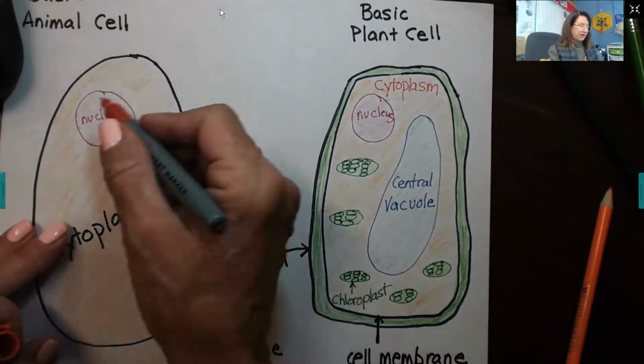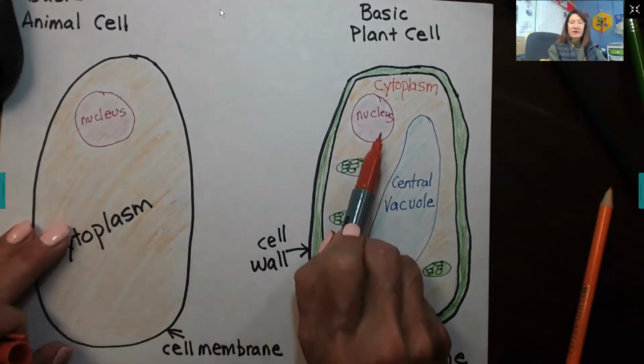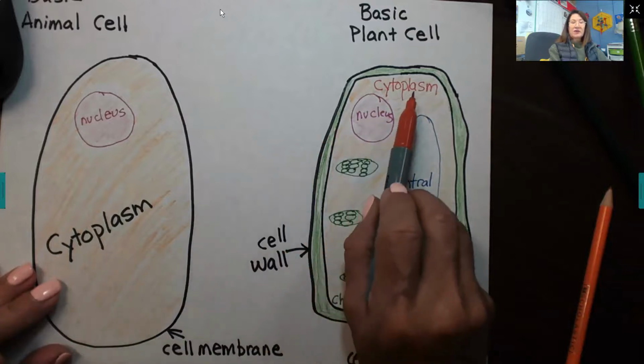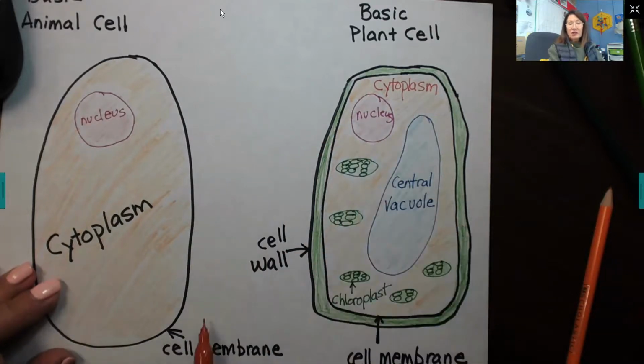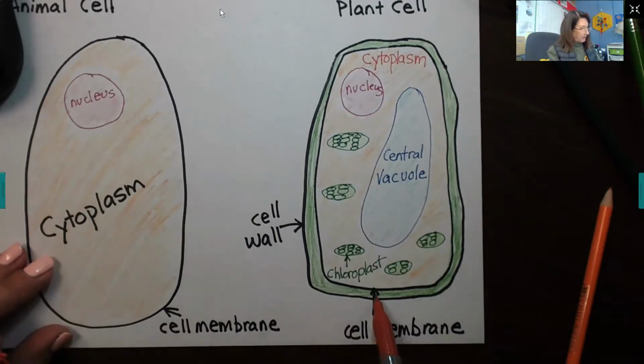We have, for our animal cell, a nucleus, and notice we have the nucleus over here in our plant cell. We have our cytoplasm here. We have our cytoplasm over here in our plant cell. We have the cell membrane here, and this inner line is my cell membrane here.